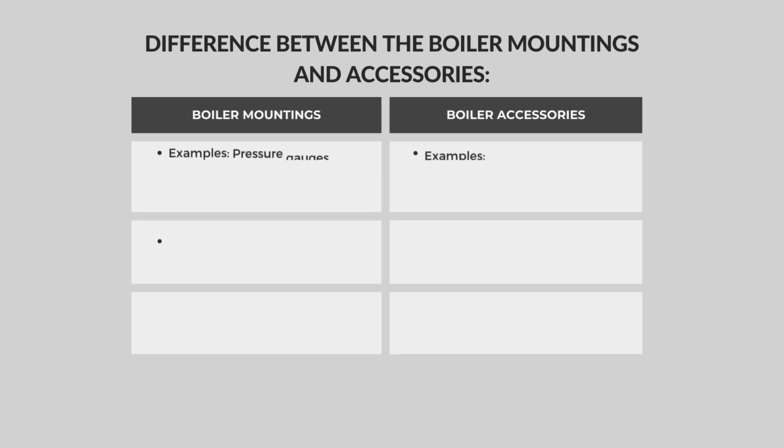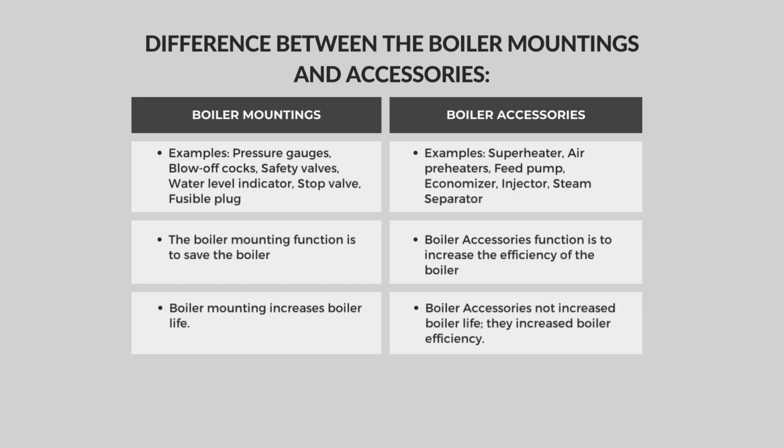Now, the examples of boiler mountings are pressure gauge, blow off cock, safety valve, water level indicator, stop valve, fusible plug. On the other side, boiler accessories examples are superheater, air preheater, feed pump, economizer, injector and steam separator. The boiler mounting function is to save the boiler, but boiler accessories function is to increase the efficiency of the boiler.